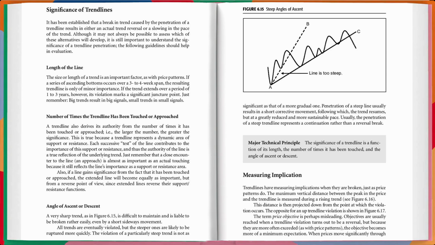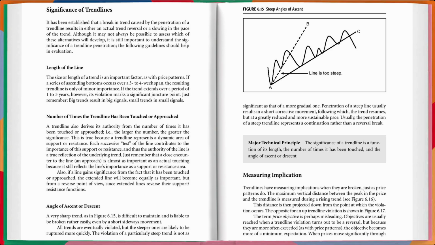Measuring implication. Trend lines have measuring implications when they are broken, just as price patterns do. The maximum vertical distance between the peak in the price and the trend line is measured during a rising trend. See figure 6.16. This distance is then projected down from the point at which the violation occurs. The opposite for an uptrend line violation is shown in figure 6.17.